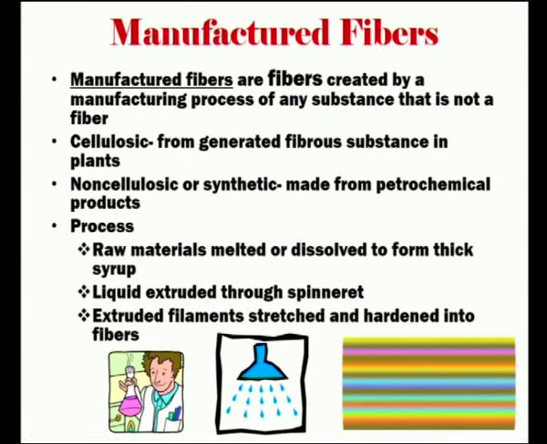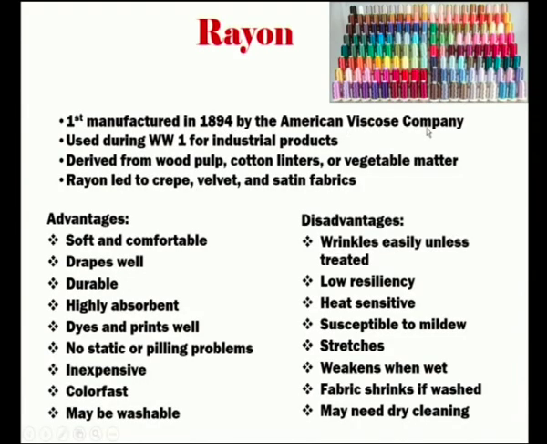Manufactured fibers are another class of fiber, meaning synthetic fibers. Manufactured fibers are fibers created by a manufacturing process from any substance that is not a fiber. Cellulosic fibers are generated from fibrous substances in plants, and non-cellulosic or synthetic ones are made from petrochemical products. In the process, raw material is melted or dissolved to form a thick syrup, and the liquid is extruded through a spinneret, and the extruded filaments are stretched and hardened into fibers. It may be plant based or artificially produced from petrochemicals using these methods.